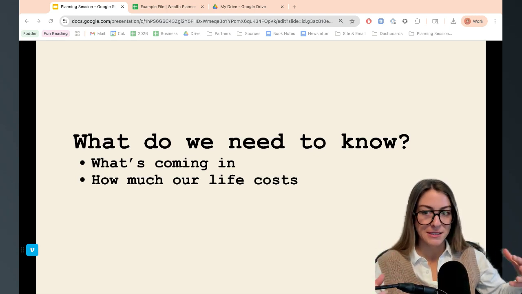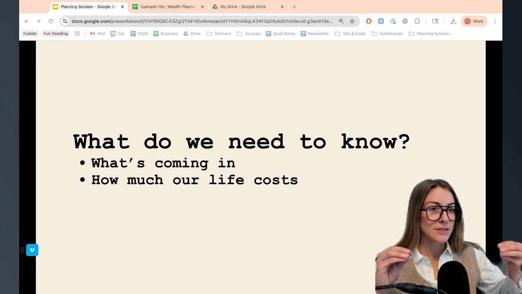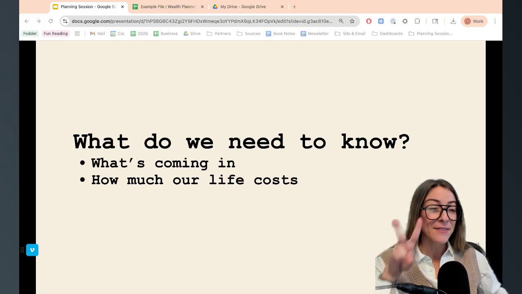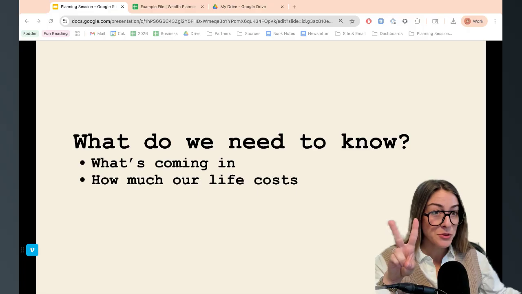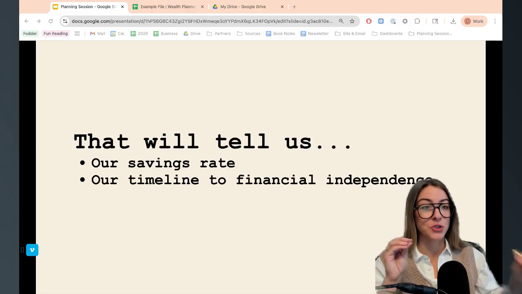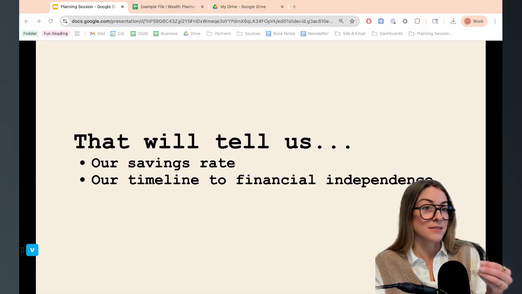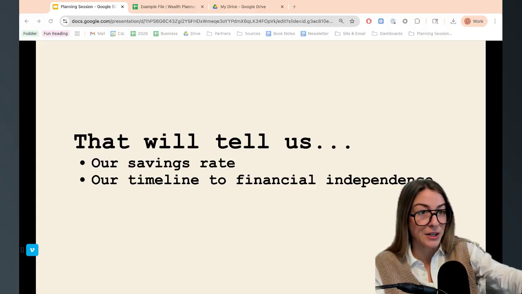So, what do we need to know in order to begin translating our day-to-day money decisions into a strategic system of trade-offs or timelines? We need to know two things. We need to know what is coming in and how much our life costs. And that's really it. Because if we know those two things, that is going to allow us to learn our savings rate, which is all we need to tell us our timeline to financial independence.